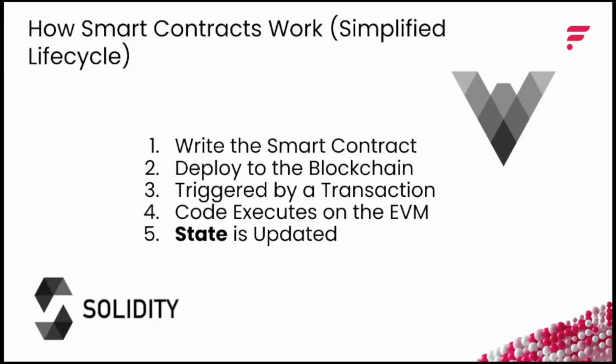And when I say trigger by a transaction, this could be a user sending cryptocurrency to the contract or another contract calling a function within it. And then when that happens, that's when we go back to the Ethereum virtual machine here, the EVM. It executes the code according to the logic defined in the smart contract. And lastly, the state could be updated. Okay, and it is updated if you're triggering the smart contract.